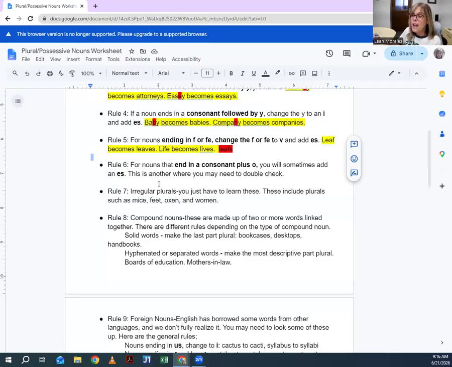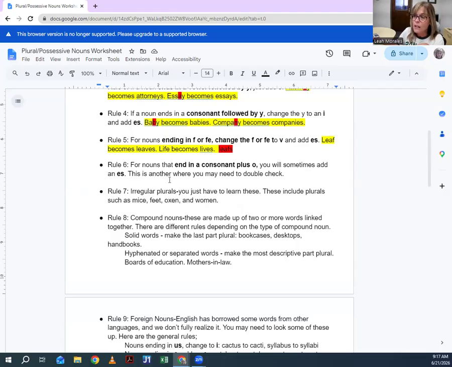Okay. Now, for nouns that end in a consonant plus O, you will sometimes add an ES. That's another rule that you need to double check, because sometimes even the rules are not always true, right? Like canoe does become, oh no, I'm sorry, that ends with E. I'm trying to think of one, but you know what I'm saying. You'll have a noun that ends in a consonant followed by an O. Sometimes you're going to add ES, but you need to double check because not every time, okay?